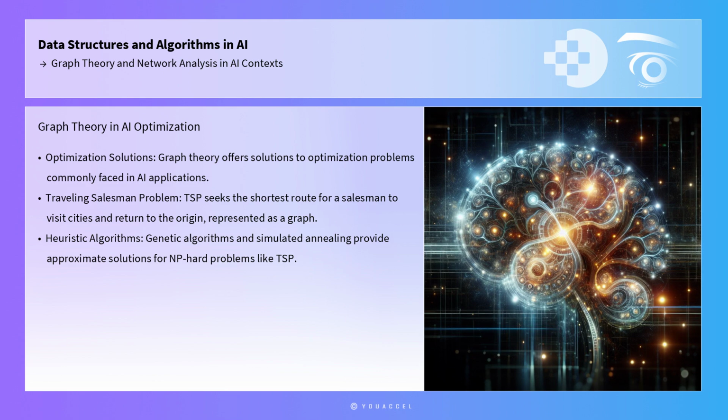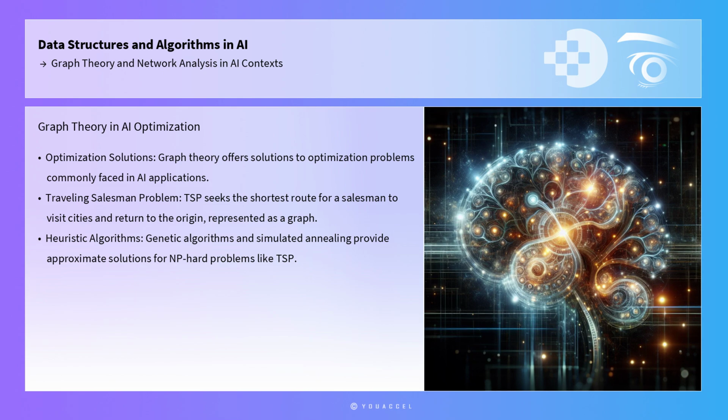Graph theory also offers solutions to optimization problems commonly faced in AI applications. For example, the traveling salesman problem is a classic optimization problem that seeks the shortest possible route for a salesman to visit a set of cities and return to the origin city. This problem can be represented as a graph, where cities are nodes and roads are edges.